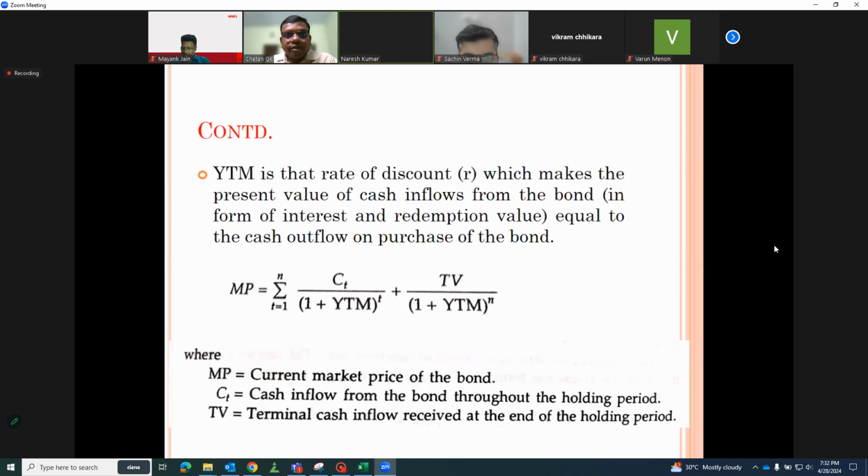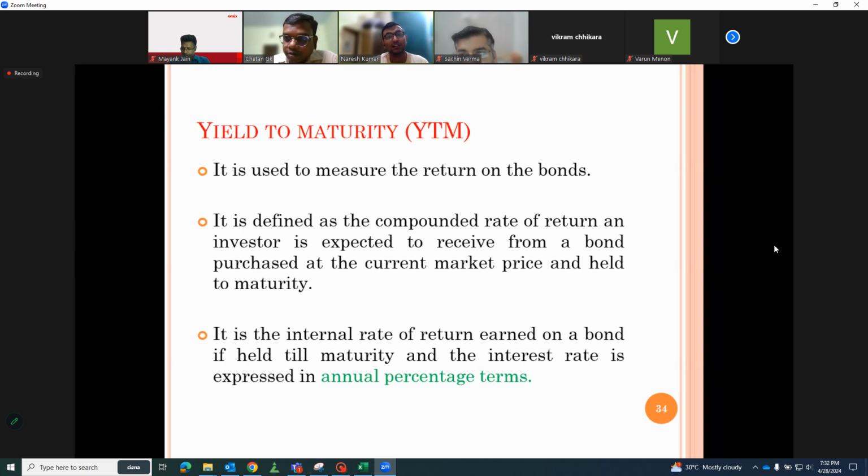Sir, I am a little bit confused. Yield and this YTM are the same thing? Yeah, same. We call it yield in short, YTM in full. We should have actually called it yield to maturity, but we normally call it yield only. Because we don't call it joint stock company, right? We just call it company. Something like that.